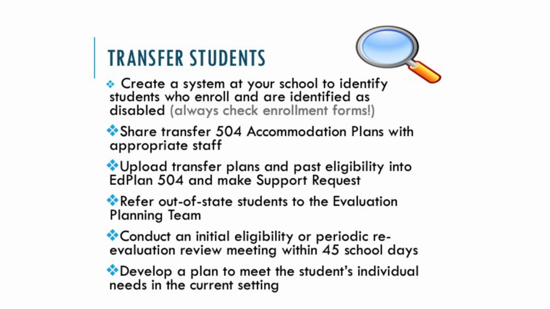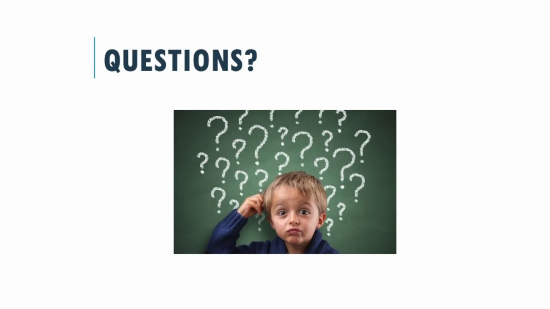Develop a new plan if the team determines that the student is eligible for Section 504 protections and needs an accommodation plan within 45 school days. This should be completed again within 45 school days from active enrollment or first day of attendance, or the knowledge of disability after attendance. School 504 coordinators can contact the District 504 coordinator via email or phone with any questions.